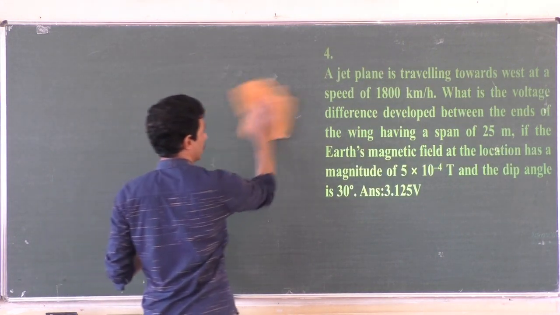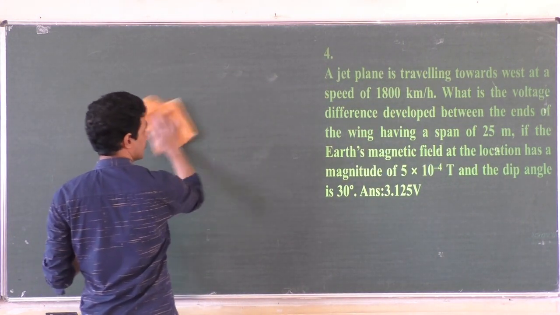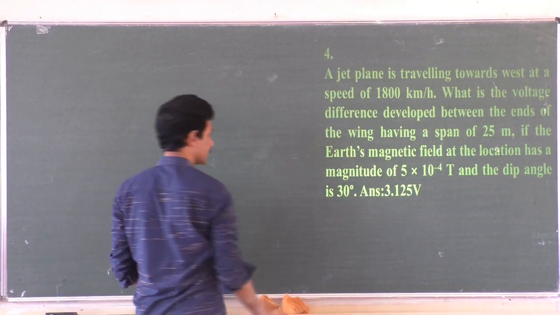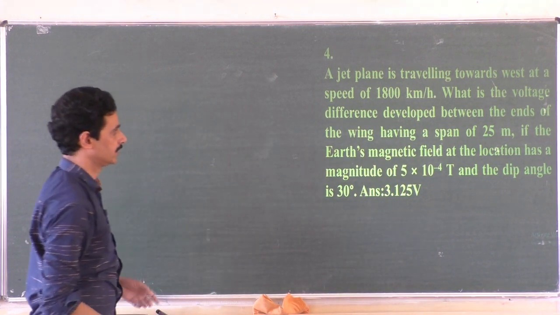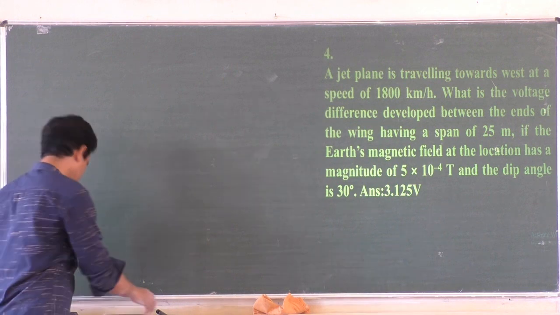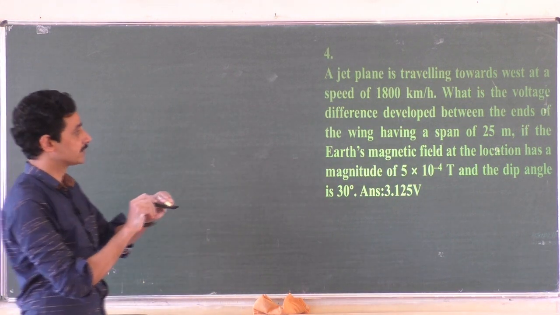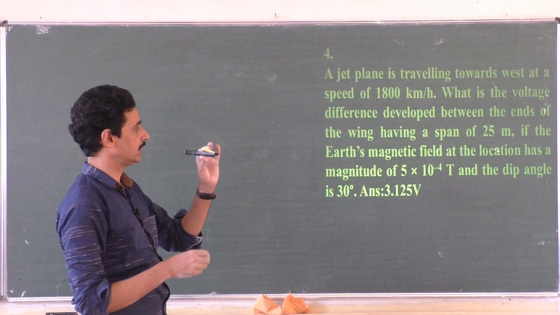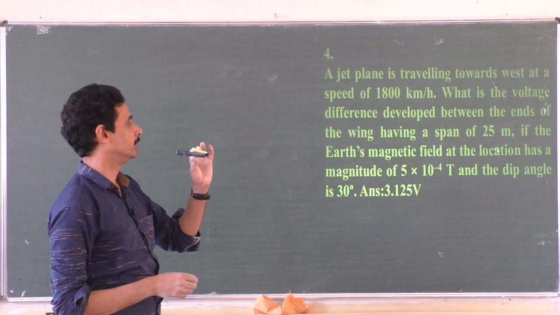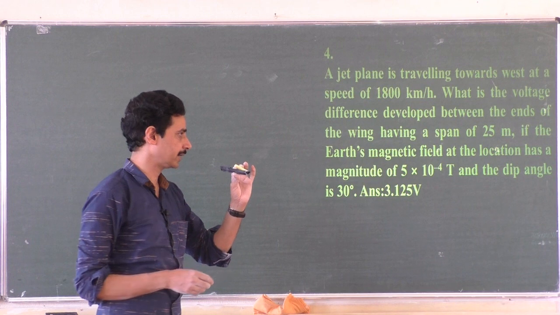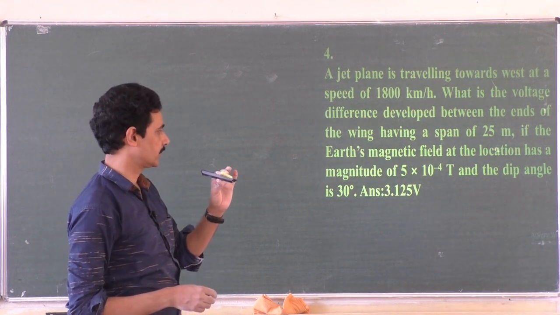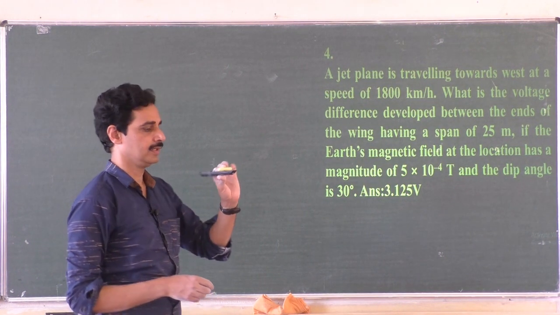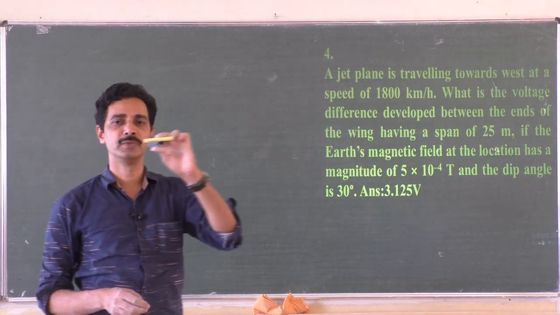Right. This is the fourth problem. A jet plane is traveling towards west at a speed of 1800 km per hour. So the jet plane is moving like this, say. Its wings have a span of 25 meters, right? What is the voltage difference between the ends of the wing having a span of 25 meters, if the Earth's magnetic field at the location has a magnitude of so much Tesla and the dip angle is 30? Yeah, the aeroplane is moving like this.